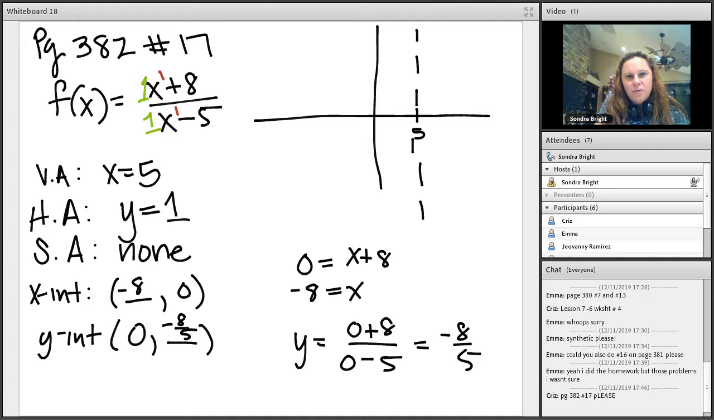I've got y equals 1 as a horizontal asymptote. And then an x-intercept of negative 8. Let's say that's negative 8. And a y-intercept of 0, and then that would be like a negative 1 point something. So like you're right about there.